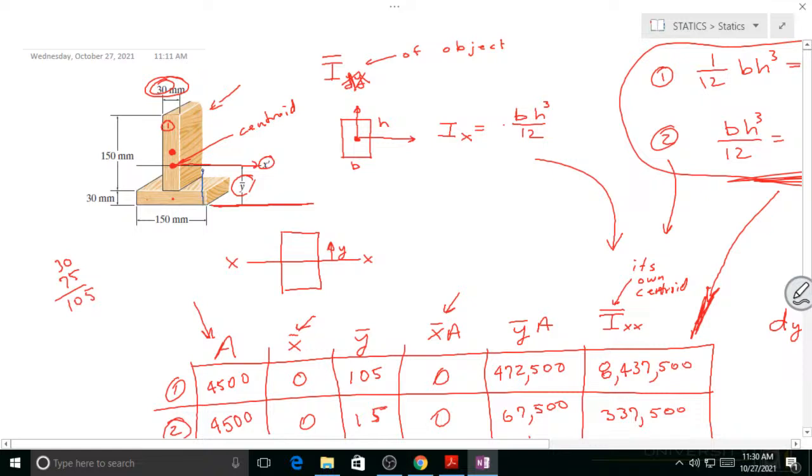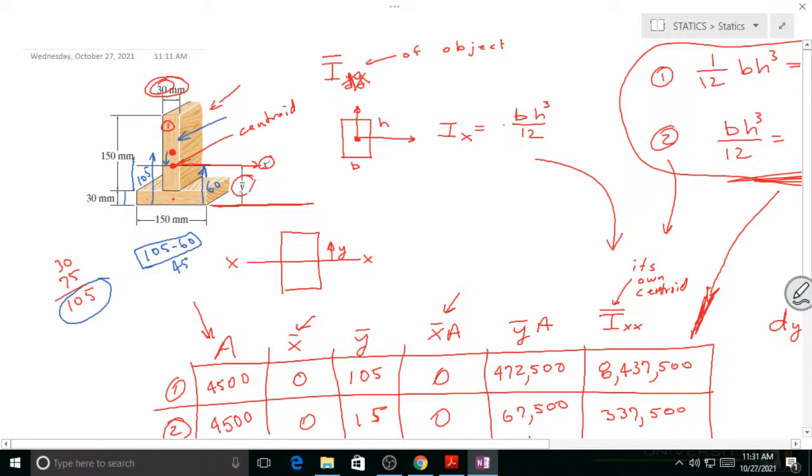So this height is 60. This height to the centroid of object number 1, I have to move up 30, and then I have to move up half of 150, so that's 105. So that makes this distance 105 minus 60. What is that, 45? Is that right? I think it is 45. Does that make sense what I just did?